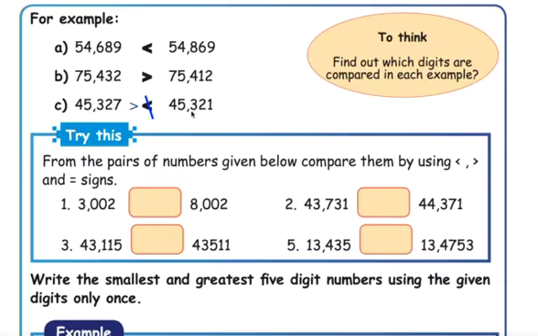So this is where we stopped in the last class. Okay, let us continue from there. Try this. From the pairs of numbers given below, compare them by using less than, greater than, and equal to signs.